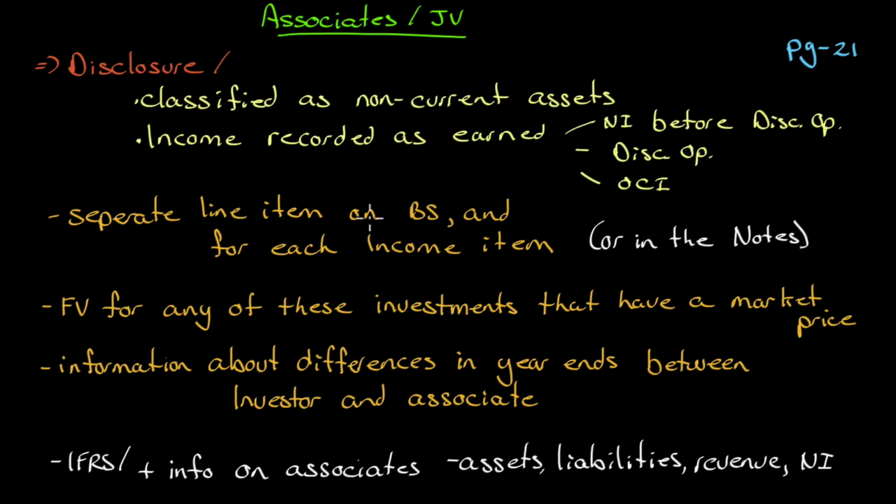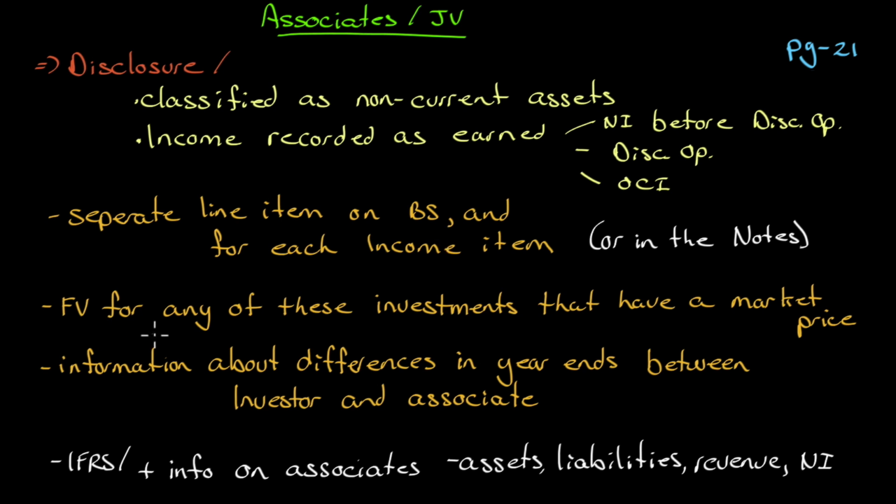There'll be a separate line item on the balance sheet and for each income item. So if the associate had something in all three, we would expect to find on our statement something from all three. Or if it's just collapsed into one line item, we'll find all of the detail in the notes. It would be doubtful that you'd collapse it all into one item because these are very distinct parts of the income statement. But the notes are extremely important in understanding each of the line items.